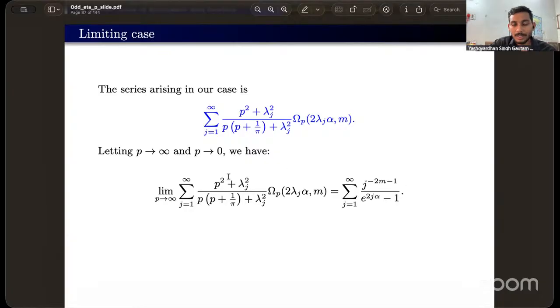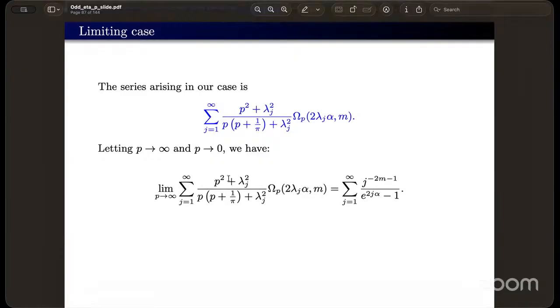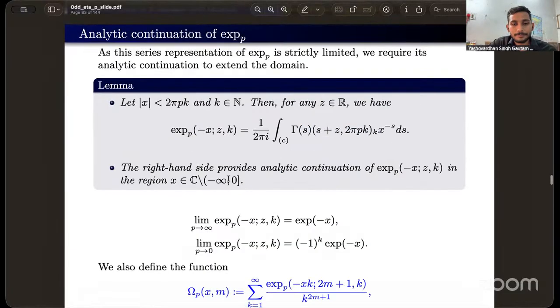Yashovardhan, can you just show again what's the definition of this capital omega? Okay, sir.